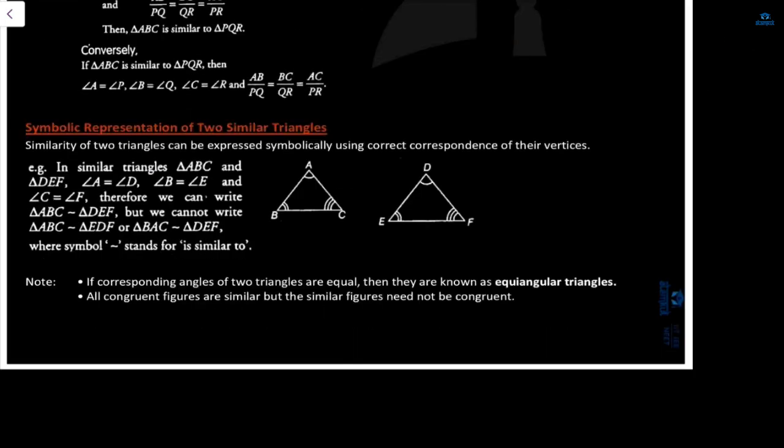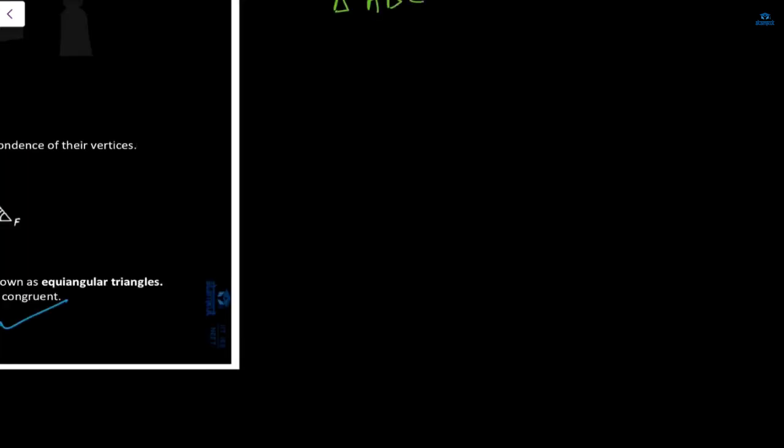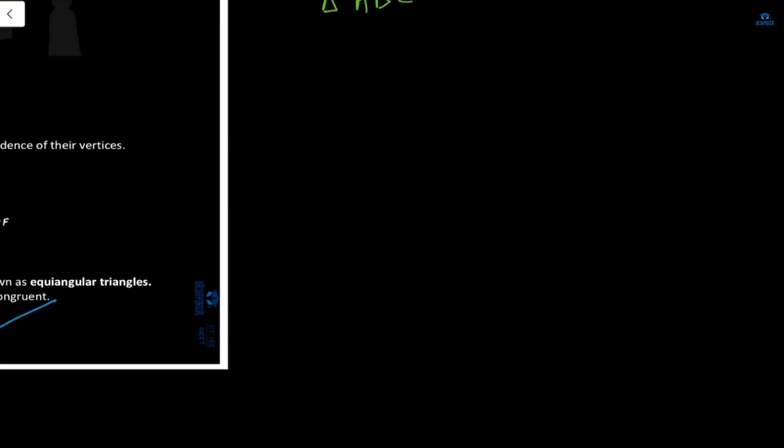This I have explained here in this section, symbolic representation. See, in the note I have already mentioned, if corresponding angles of two triangles are equal, then they are known as equiangular triangles, and all congruent figures are similar, but similar figures are not congruent. Obviously, if two figures are congruent, that means they are similar also. But if two figures are similar, they cannot necessarily be congruent.